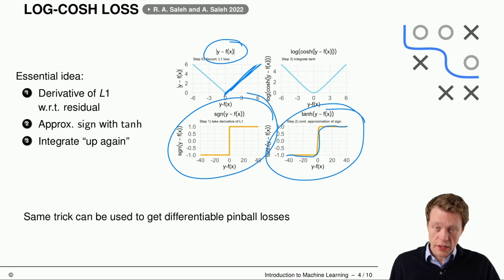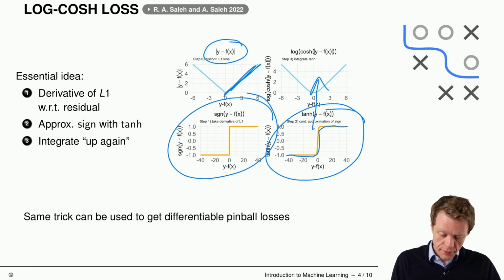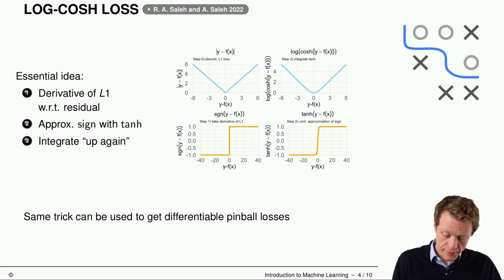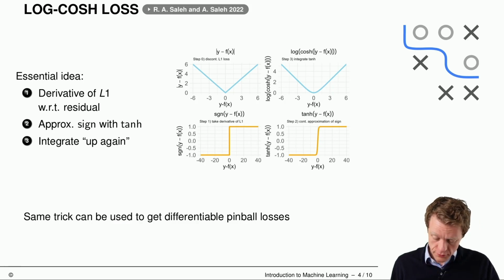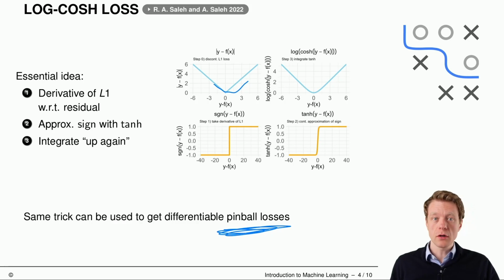And then we take the integral of this, go up here, and this is, as you can look up somewhere, the log of the cosh function. So what we have achieved in the end is a smooth approximation of this L1 loss here. Later we will see pinball losses that are useful for estimating quantiles, and we can use the same trick to get differentiable pinball losses later.